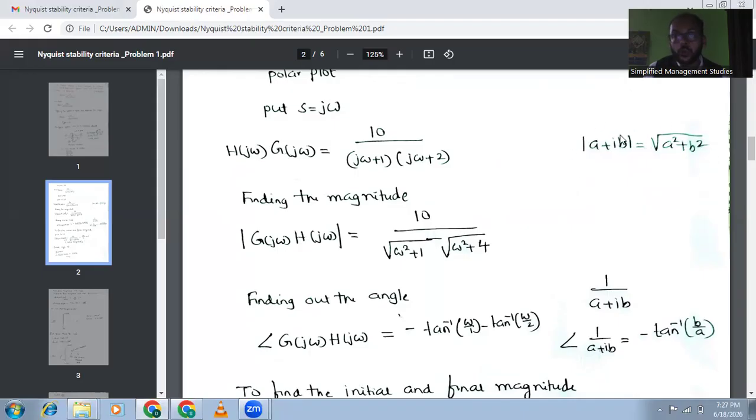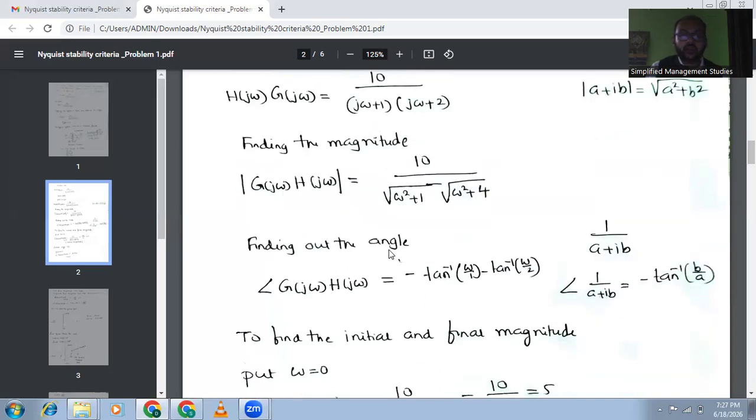Note this down, very important. Please compute the magnitude. The magnitude of 10 will be 10 only, divided by the denominator: the square root of real part squared plus imaginary part squared, that is, omega square plus 1 into omega square plus 4.